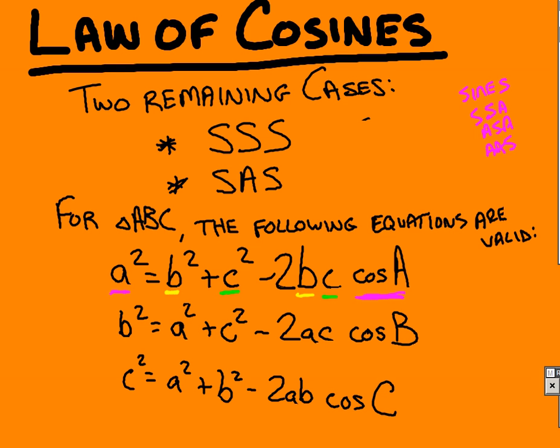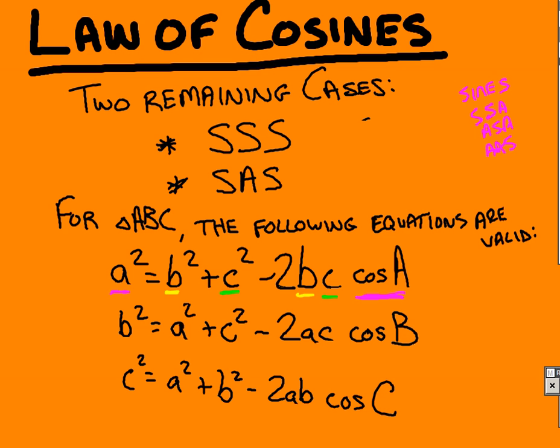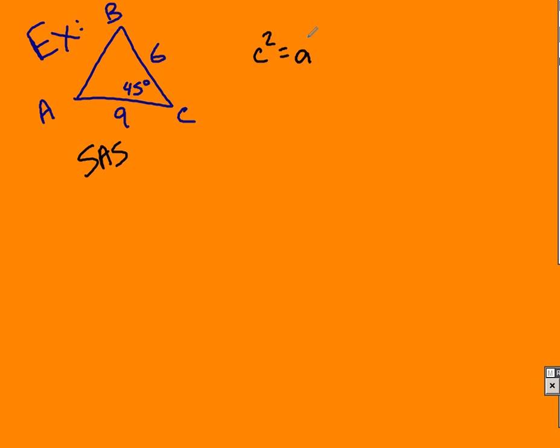And I'll show you what I mean here in this first example, where we have, in this case, a side angle side problem. What angle do I have on its own? Well, that's angle C. So because of that, I'm going to need to find side C, which means I'm going to use this third equation down here that has C by itself with big C as the angle. So that means I'm going to have C squared equal to A squared plus B squared minus 2AB cosine of C.